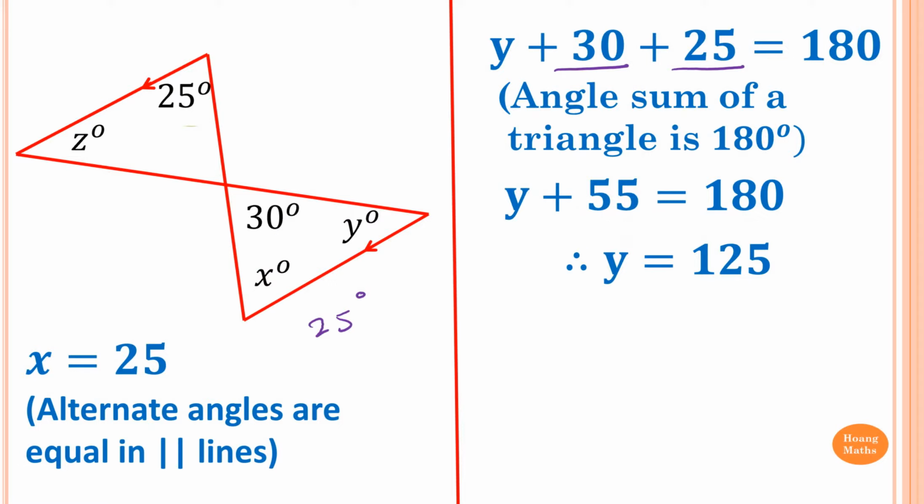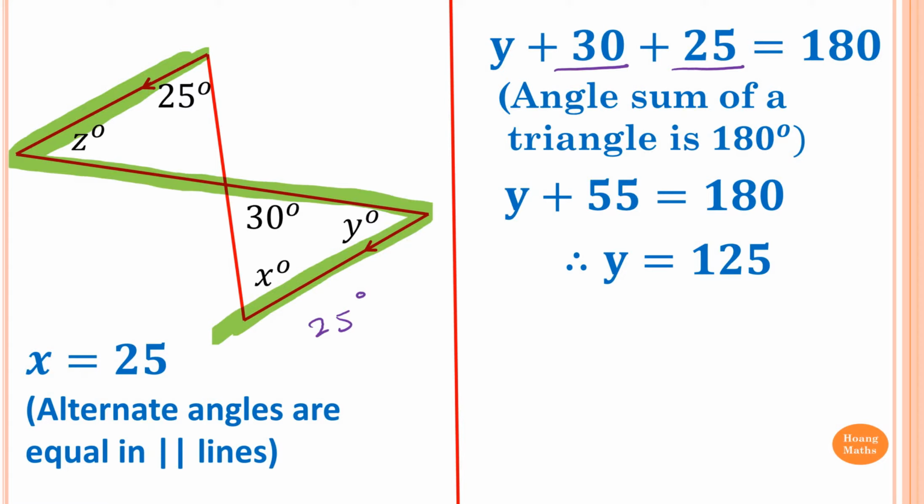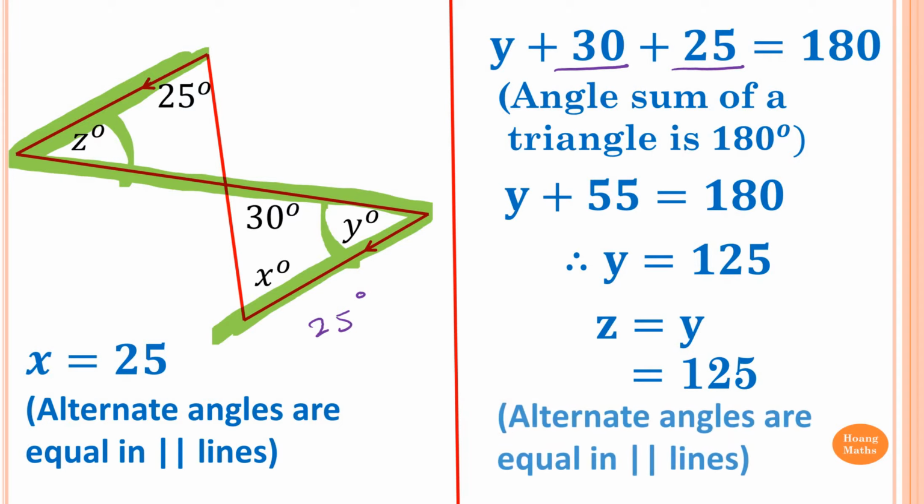So z, if you think about it, this line here and this line are parallel. So z is alternate with y because alternate angles are equal in parallel lines. So z is equal to y, which is equal to 125. And the reason is alternate angles are equal in parallel lines.